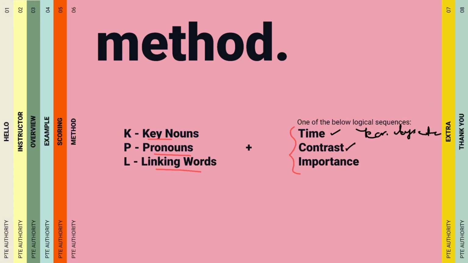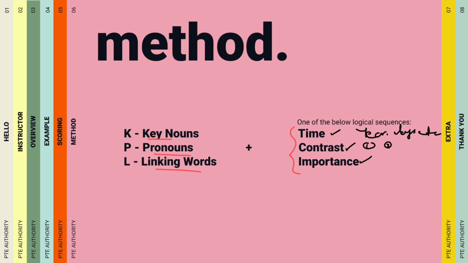The next logical sequence is contrast. So your paragraphs will be talking about one thing, and then the next paragraph may talk about a completely opposite thing. So that's when you have to use the logical sequence of contrast.